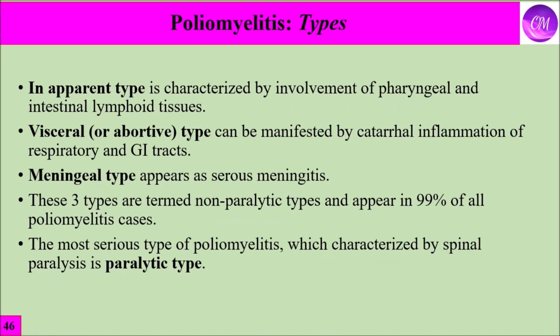There are some types of the poliomyelitis. Inapparent type is characterized by involvement of pharyngeal and intestinal lymphoid tissues. Visceral or abortive type can be manifested by catarrhal inflammation of respiratory and gastrointestinal tracts. Meningeal type appears as a serious meningitis. These 3 types are termed non-paralytic types and appear in 99% of all poliomyelitis cases. The most serious type of poliomyelitis, characterized by spinal paralysis, is the paralytic type.